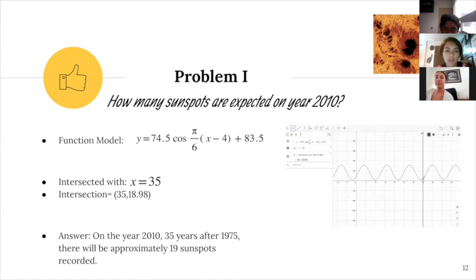There were 2 problems at the end of the project that we had to answer based on our graphs and a model of the function. The first problem asked us to find out how many sunspots were expected to be recorded in the year 2010. To find this information, we graphed a vertical line in the form of x equals 35, which is 35 years after 1975, the starting year. The intersection of both graphs showed that there would be around 19 sunspots in 2010.